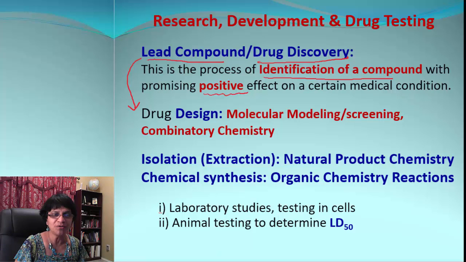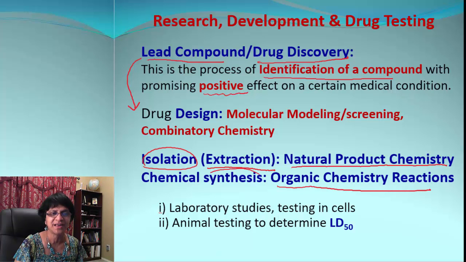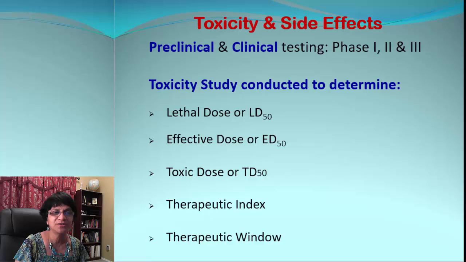Moving forward, we can also use extraction method or isolation of the chemical by using natural product chemistry. Or we can actually use organic chemistry reactions and conduct chemical synthesis and obtain the desired compound. Once we have pure compound isolated or synthesized, we conduct studies in the lab, we test those in cells and in animal tissues, and we find out LD50 value. Once that is done, we move on to preclinical and clinical testing, phase 1, phase 2, and phase 3.